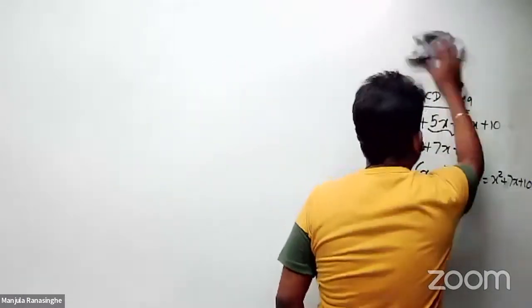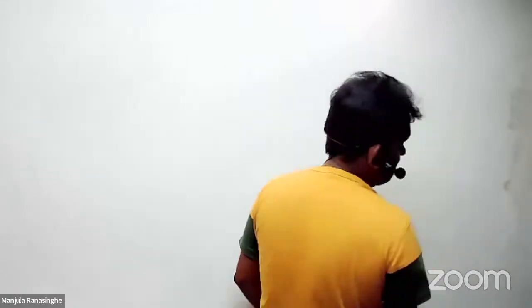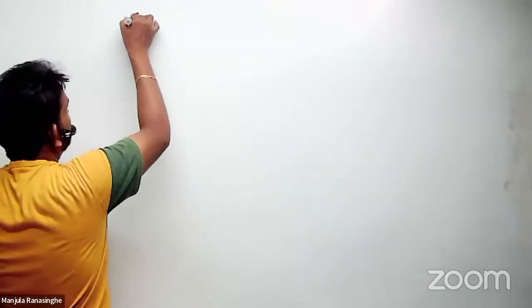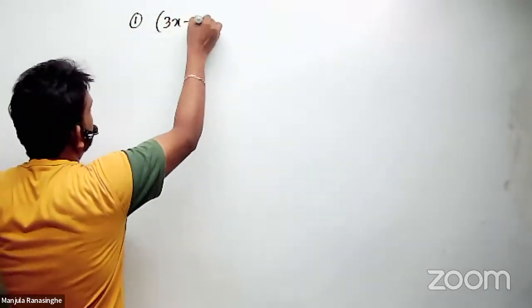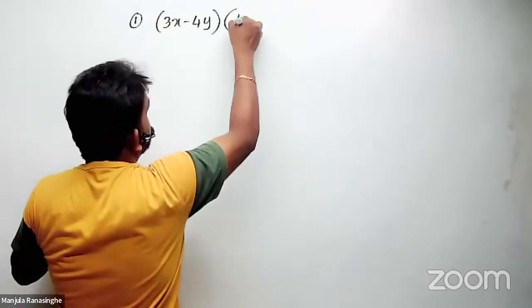Right. How this product is being generated. You can further have an idea of how it builds up. Now we will do bit advanced multiplications, like dealing with negatives and positives. So I will give two questions regarding that. 3x minus 4y into 4x plus 3y.